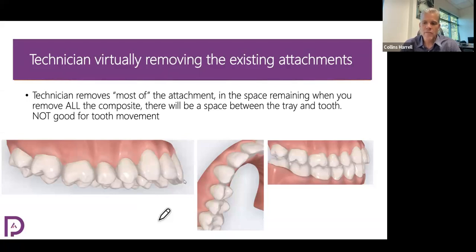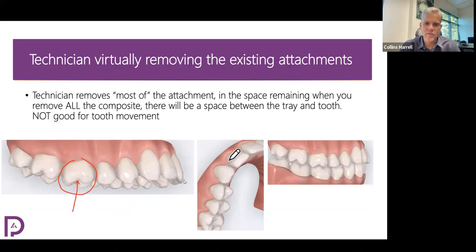When you do have a revision or refinement, it is a good idea to take all of the composite off the teeth rather than the option that's available, which is have the technician virtually remove the composite and put on new attachments. Okay. And you can see, if you look closely, that when the technician removes the attachments, there's composite on the teeth.